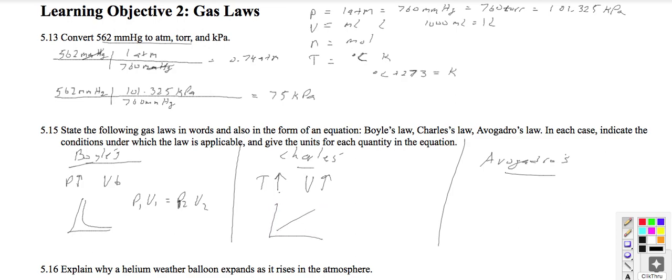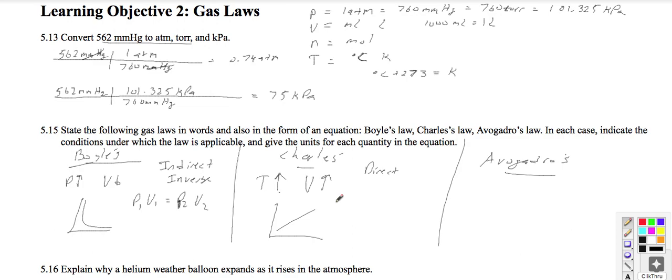Avogadro's law is going to be a little bit different. I'm going to come back to that one shortly. Boyle's and Charles's, though, we have one last thing, which is the indirect relationship, or inverse relationship. One goes up, the other goes down. And this is going to be a direct relationship. One goes up, the other goes up.